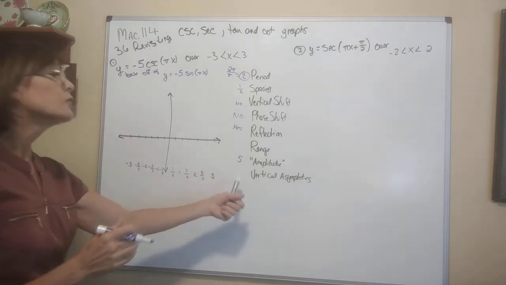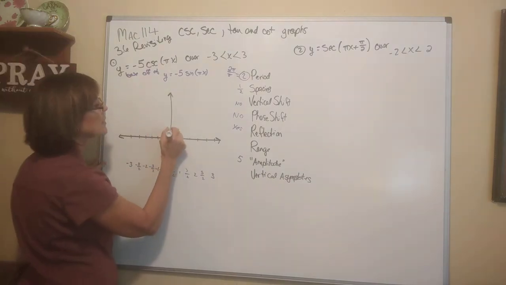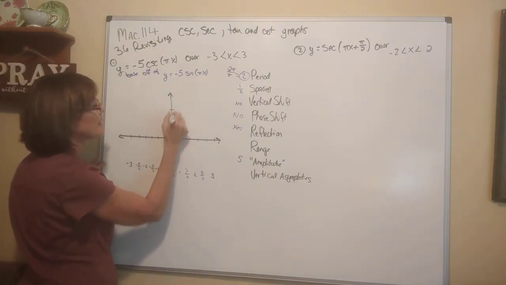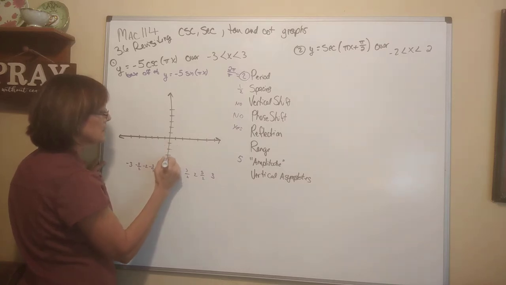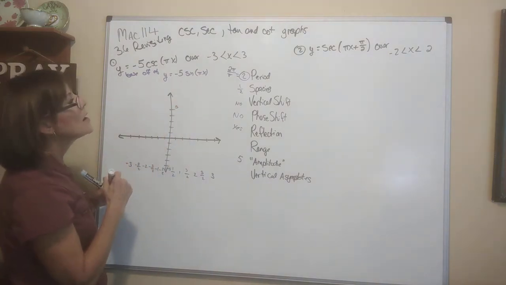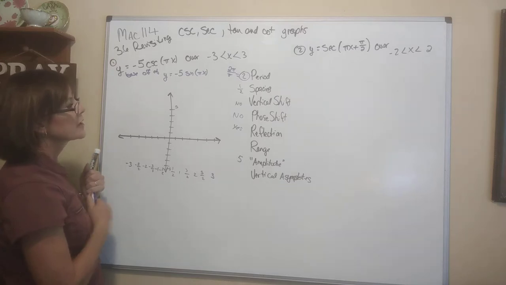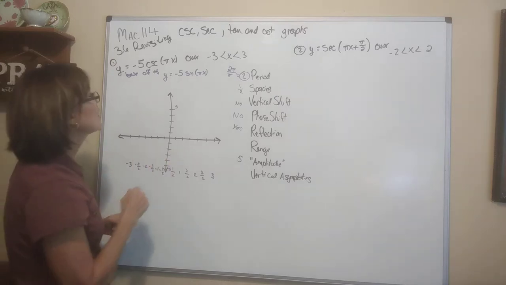Now, if we had an amplitude, which we don't, it's going to go up and down 5. So let's mark that. 1, 2, 3, 4, 5, negative 5, positive 5. Okay. Was there a phase shift? No. Was there a vertical shift? No. Is there a reflection? Yes.